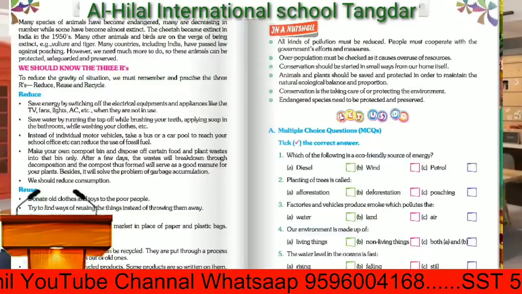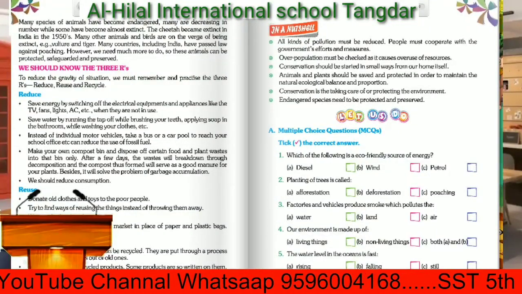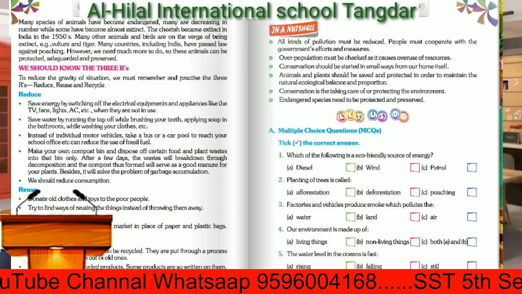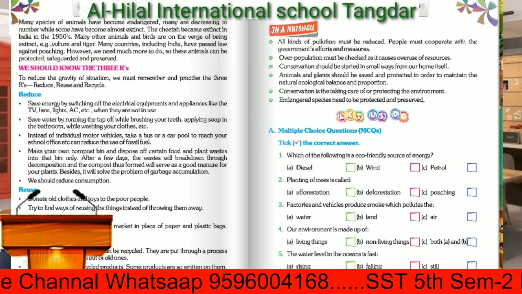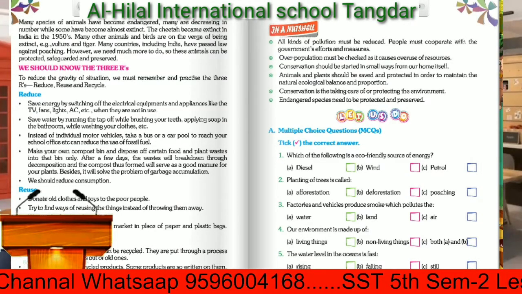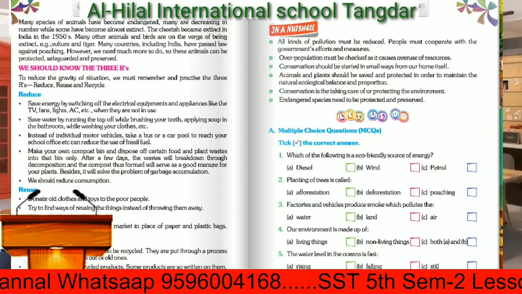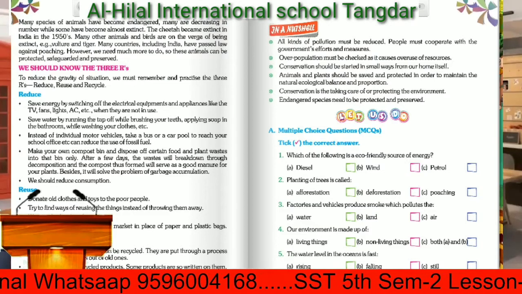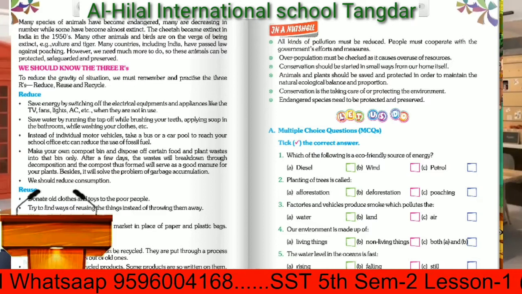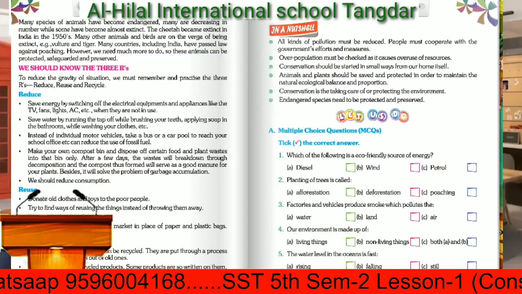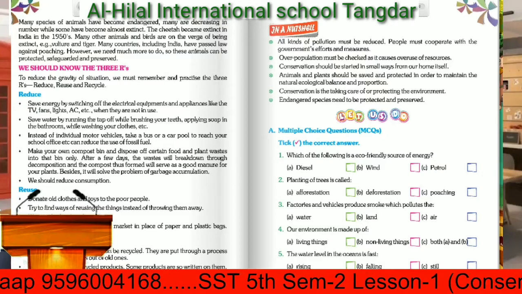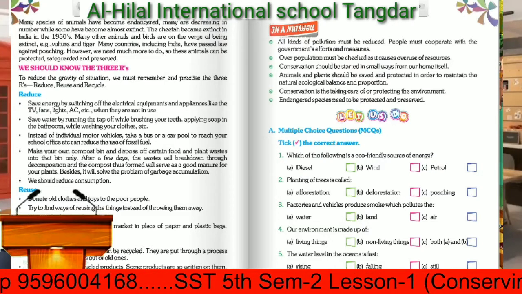Many species of animals have become endangered, many are decreasing in number while some have become almost extinct. The cheetah became extinct in India in the 1950s. Many other animals and birds are on the verge of being extinct. Example, vulture and tiger. Many countries, including India, have passed laws against poaching. However, we need to do much more, so these animals can be protected, safeguarded and preserved.